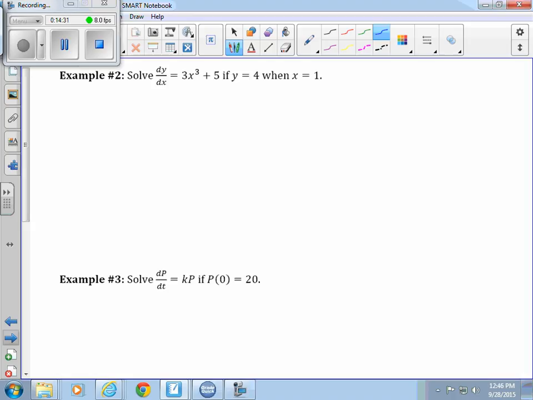Okay, so solve dy/dx equals 3x cubed plus 5, where y is 4 and x is 1. What's the first thing we do? Step 1. Almost. The dy/dx, we need to separate out. We need the dx with the x's, and we need the dy with the y's. Multiply by dx. So we need to get the y's with the dy's, the x's with the dx's. There are no y's in this problem.